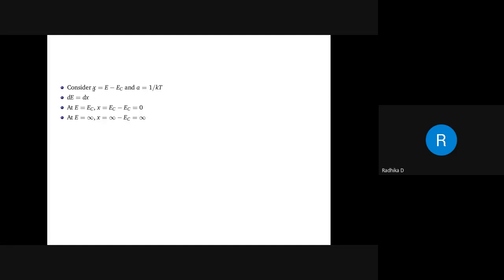Now another thing, take a derivative here. You need to find a replacement for dE, right? So dx will be d of (E minus Ec), or dE minus dEc. The same thing we said yesterday. Ec is constant, so the derivative of Ec will be 0. So instead of dE, you will get dx. Let me just repeat what we said until now.